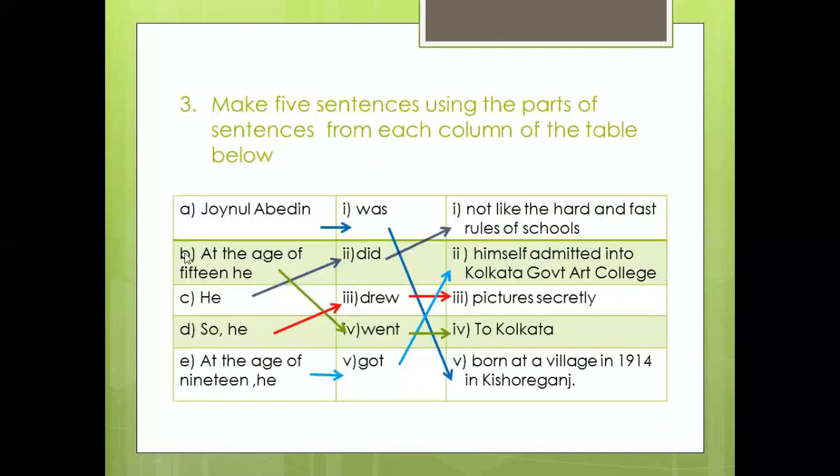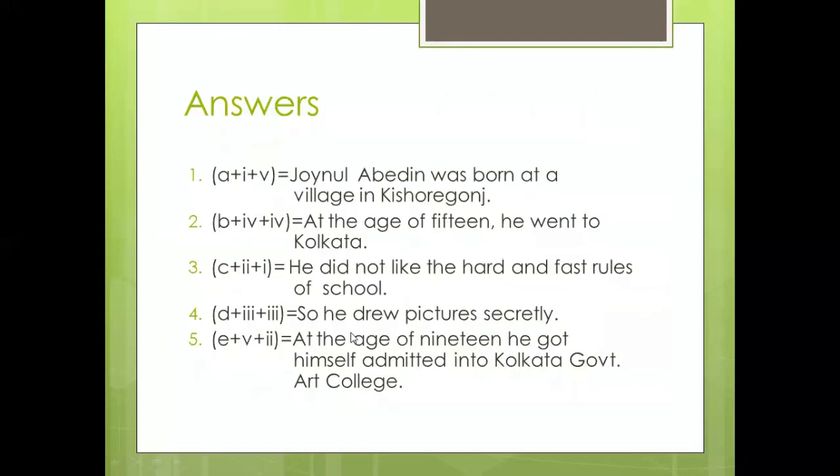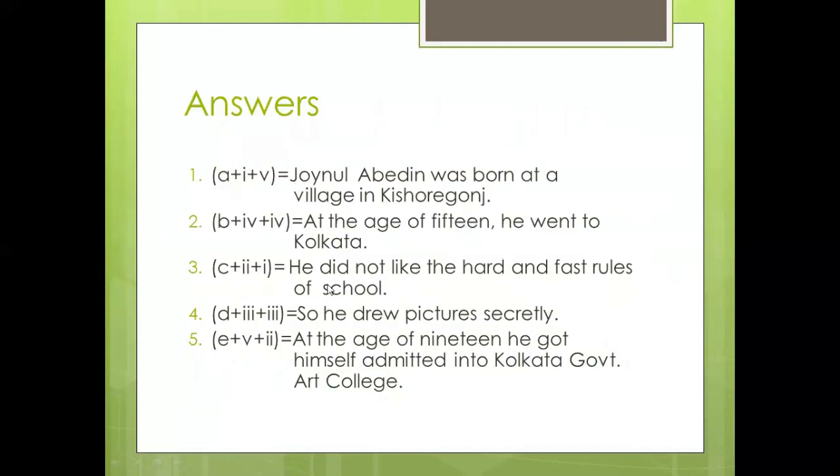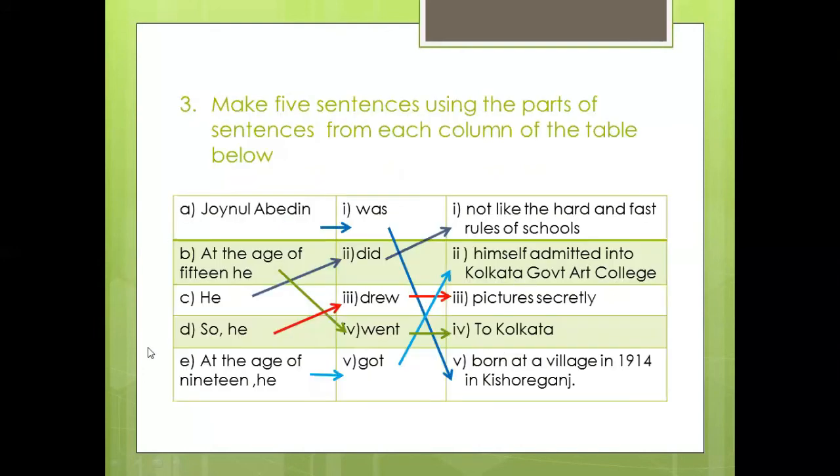Then for number 2, B is joined with number 4 of column B and number 4 of column C. So B plus 4 plus 4, then you will write the sentence. At the age of 15, he went to Kolkata. Just like this, you will write the other answers also. Then number 3, C plus 2 plus 1: he did not like the hard and fast rules of school. Then for D, he drew pictures secretly.